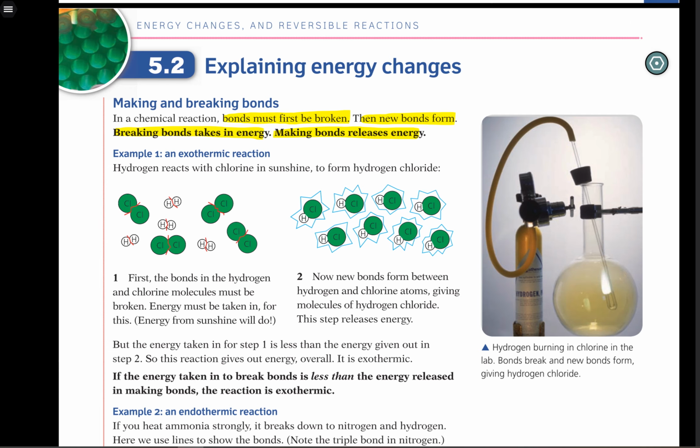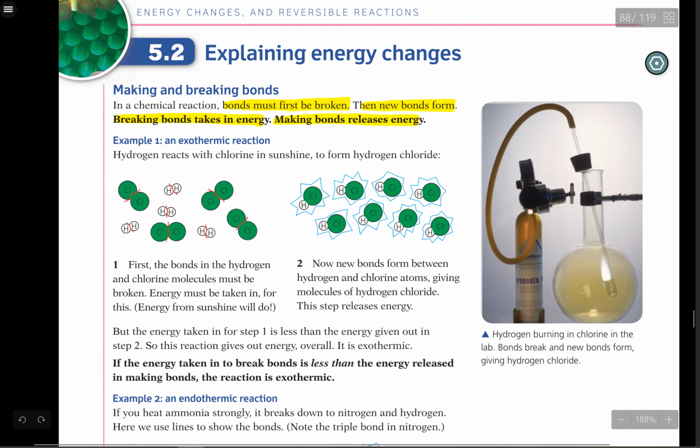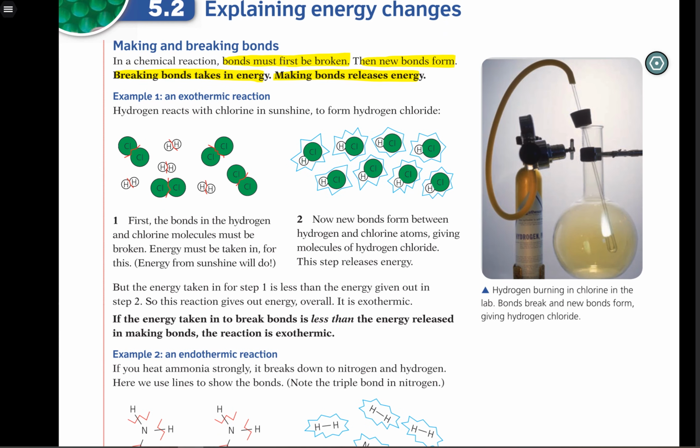And here you have an example of an exothermic reaction. You have the reaction between H2 and Cl2, and they convert to HCl as you can see here.